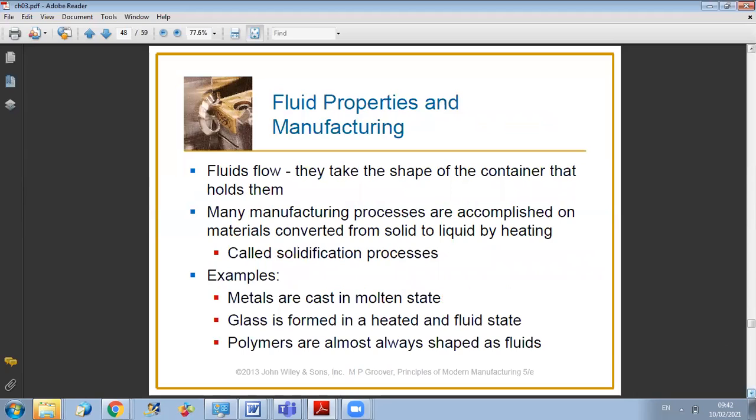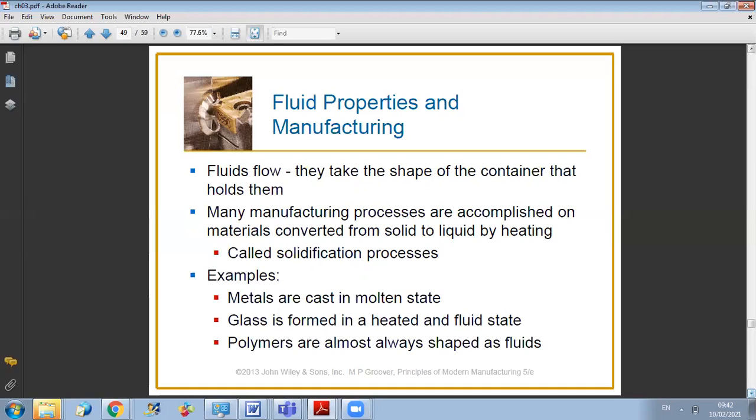Now, what about fluid properties that are desired in manufacture? Okay. So we know that fluid behavior is desired in many manufacturing processes. Why? Because fluids can take the shape of the containers that hold them, and many manufacturing processes are accomplished on materials converted from solid to liquid by heat. For example, this is the case of casting. Okay, so these processes are called solidification processes, and we will see these processes in detail in the coming chapters.